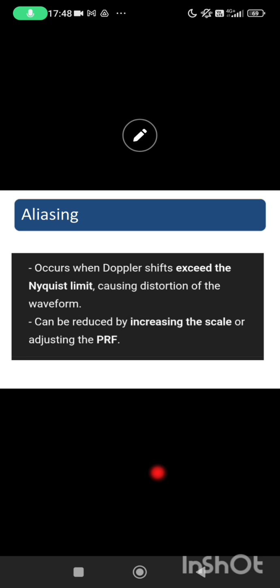Okay, now what about aliasing, Tasveen? Okay, so basically aliasing happens when the Nyquist limit is low and the Doppler shift exceeds it. So this causes distortion of the waveform. So basically, we can reduce it by adjusting PRF or increasing the scale. Okay, very good.